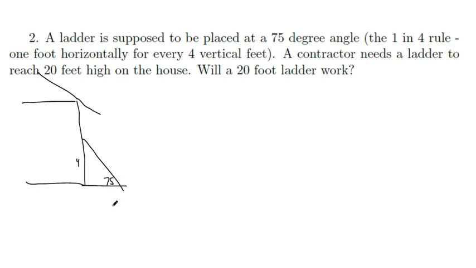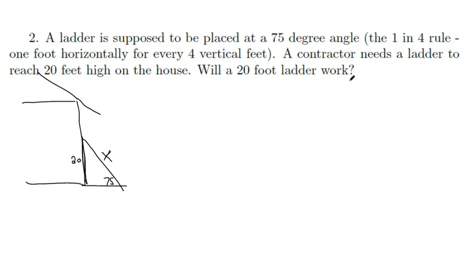You could solve this problem with the 1 in 4 rule, but we're doing trig, in case there's a situation where you can't use the 4 and 1 rule. The contractor needs the ladder to reach 20 feet high on the house. Will a 20-foot ladder work? Well, let's solve for what we can have for the length of this ladder. That's what we need to solve for. And then we know they want to reach 20 feet up on this house, so this side length is 20.